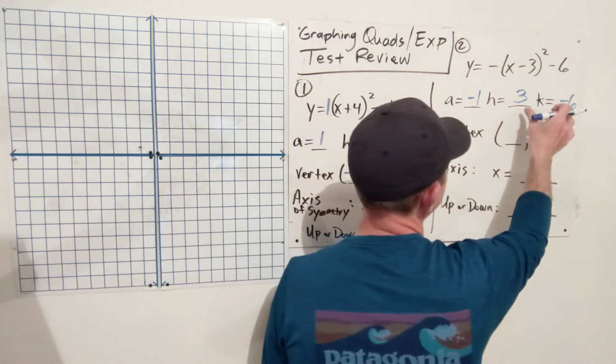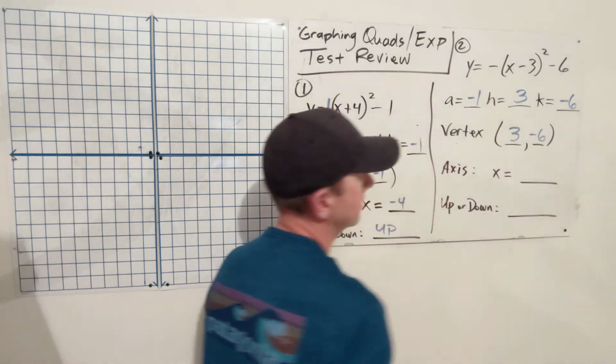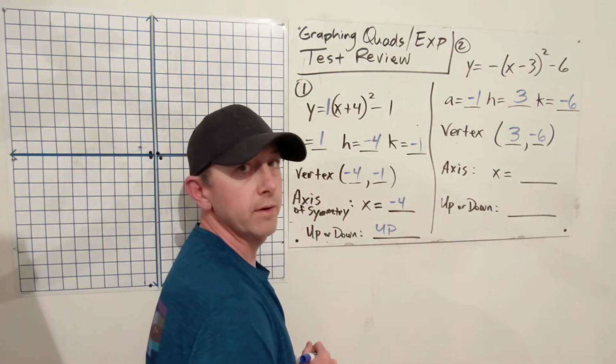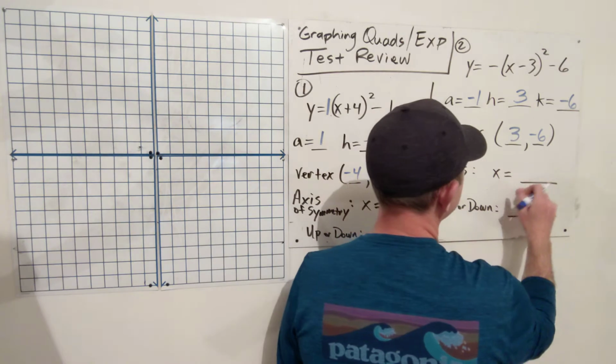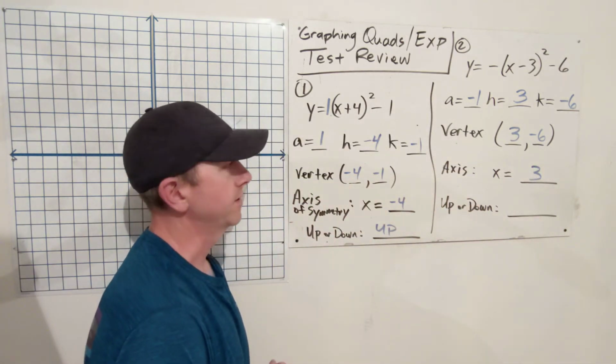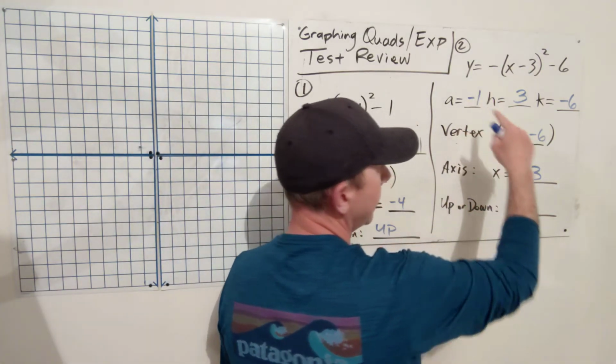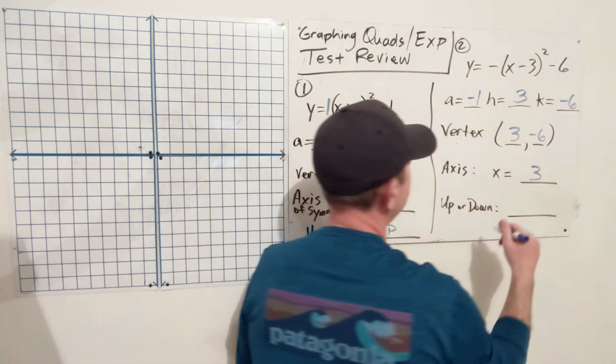Now, once you have h and k, you essentially have the vertex of (3, -6). And then the axis of symmetry is the x value, so x equals +3. That's our axis of symmetry. And then last, does this one open up or down? Well, because it's a negative a value, that tells us it's going to open down.